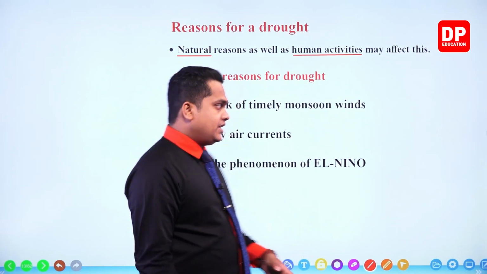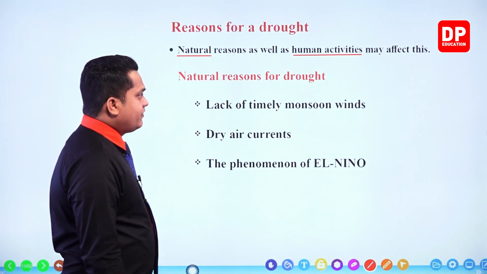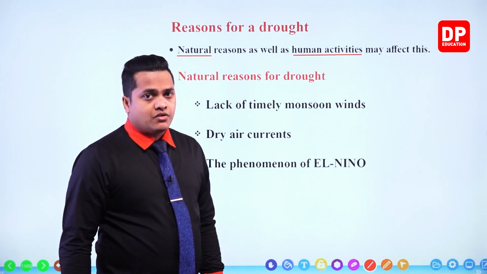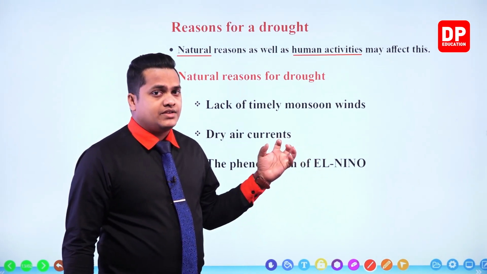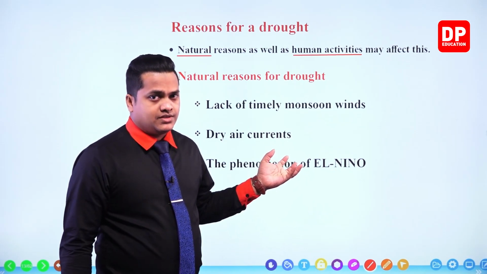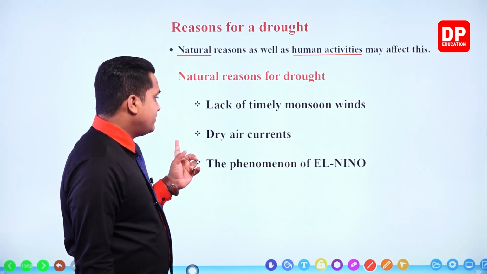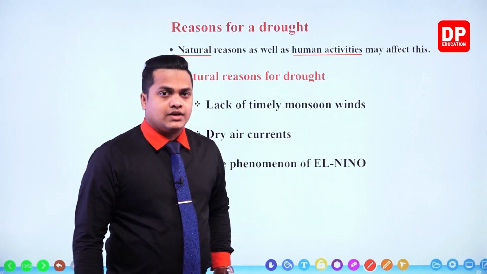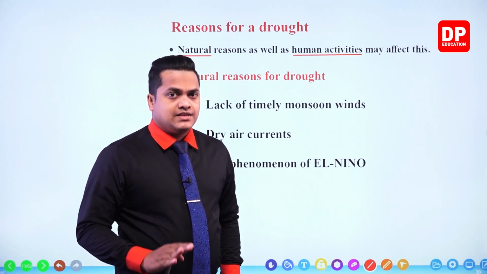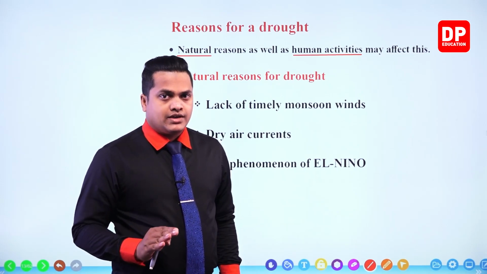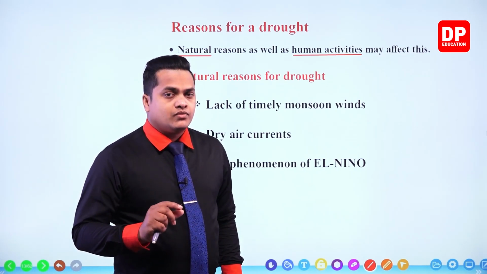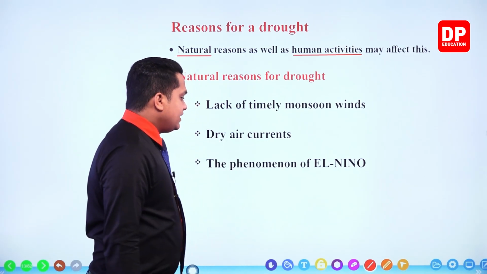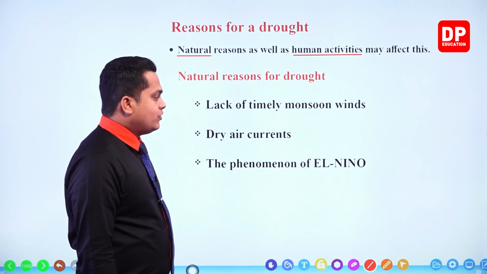Here, lack of timely monsoon winds is also a reason for drought. So this is a natural reason. We won't be able to control this, right? Then here it is given once again, dry air currents. I explained to you about the dry air currents, and we'll be discussing further things regarding dry air currents when we go to the discussion of that part. Then the phenomenon of El Nino.